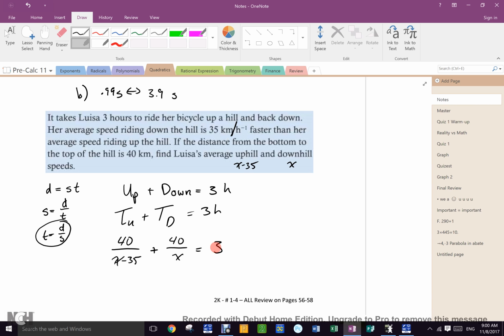Okay. Can I put that into my graphing calculator yet? What would I need to do? One thing has to move. What would have to move to go into my graphing calculator? The 3 would have to move. So if I add this, 40 over x minus 35 plus 40 over x minus 3 equals y, could I put that into my graphing calculator and solve this problem? Is that an equation? Does my graphing calculator graph equations? So I could go straight to my graphing calculator there.